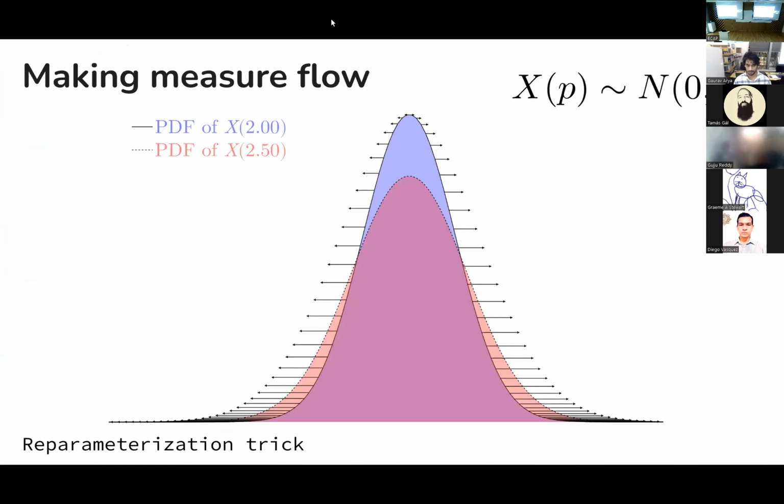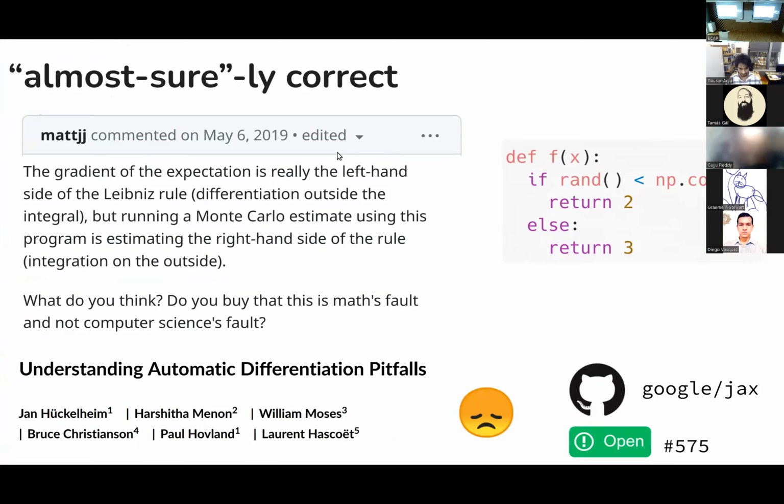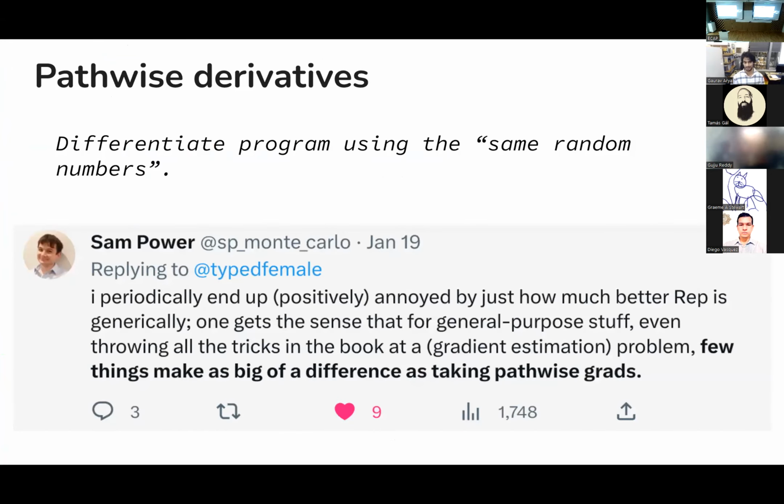Okay, so that's the reparameterization trick. It's also called the pathwise derivative, it has a lot of names. And yeah, people really like it. So actually I should go to this slide first. People really like it. Another way people think about it is differentiating programs using the same random numbers. And people really like the pathwise derivative or reparameterization trick estimator when it works.